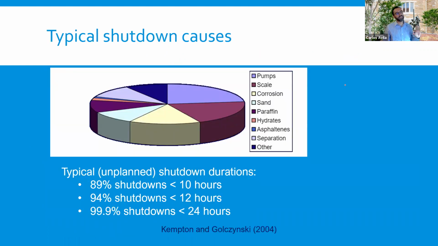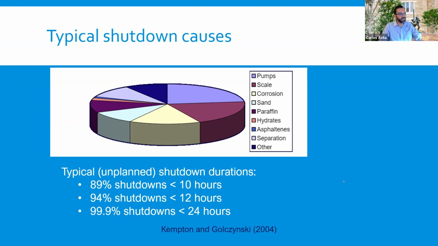Anyway, this slide is a summary from some study that was done in 2004, and it's summarizing some of the shutdowns that happened due to different flow assurance issues. And I mean, this is relatively a few years ago, but still you can see that at least for this case, there was a chunk of shutdowns due to corrosion issues, sand, scale, and other issues.